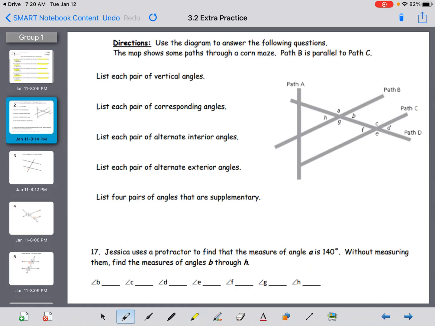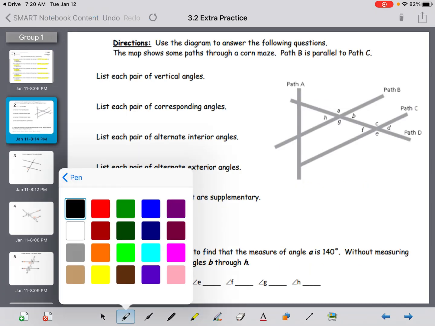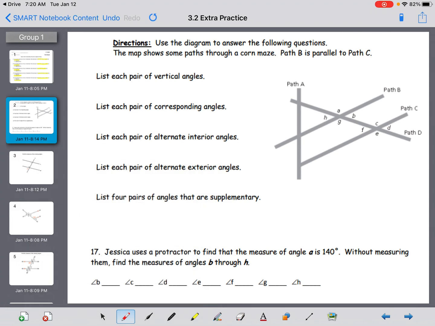List each pair of vertical angles. Well, if you take a look here, vertical angles are our bow ties, right? So we have A and G. We have H and B. We have C and E. And we have F and D.